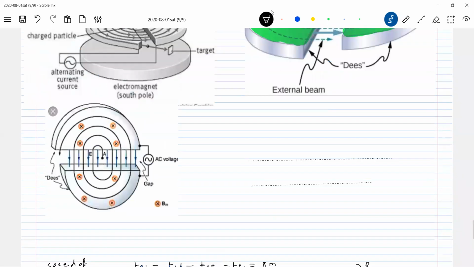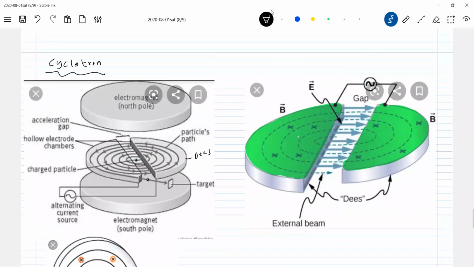Now let's come to the structure. It will be like this here. Who will produce the magnetic field? This is the electromagnet, north pole, south pole. So this is like a magnet. You can see here it's showing the uniform magnetic field. So what is the role of the electromagnets? They will produce that uniform magnetic field.